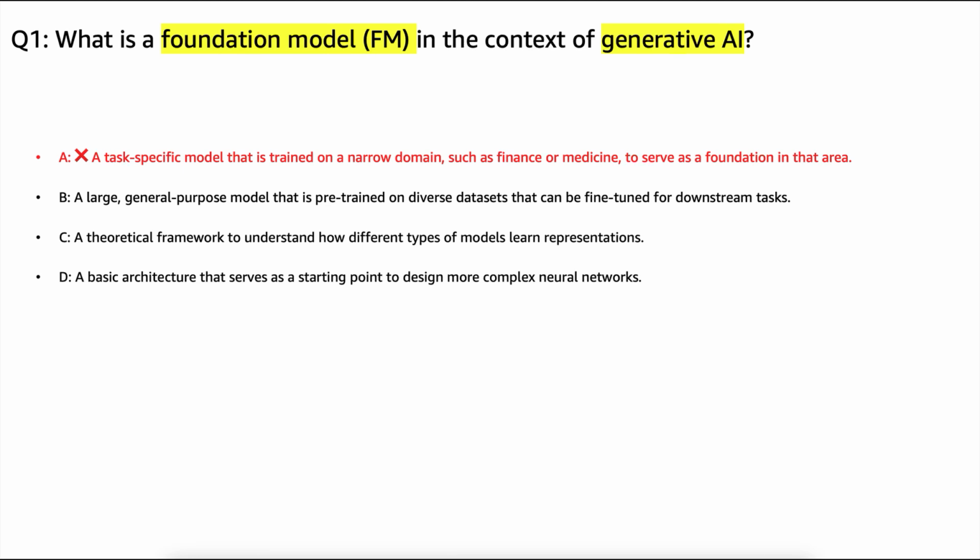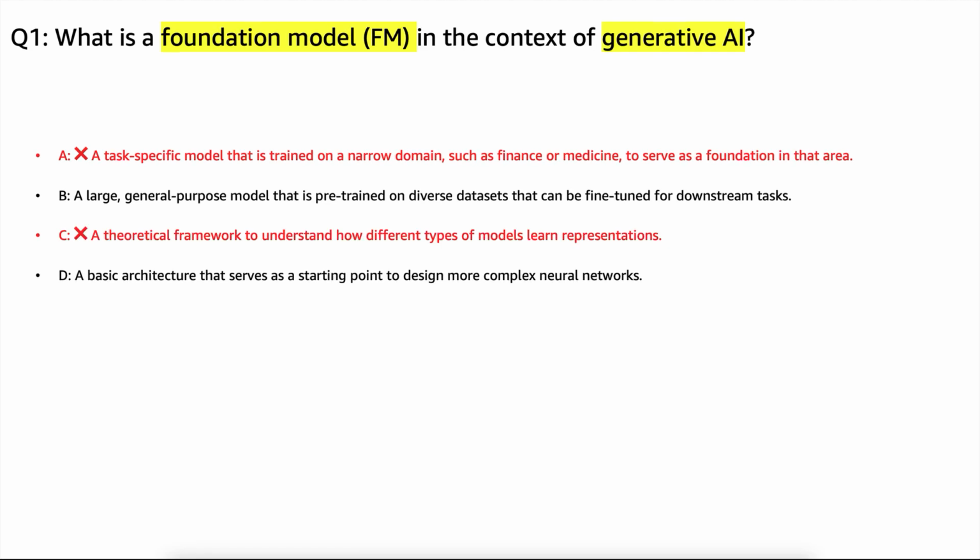Now let's continue our elimination process. Looking at option C, it describes foundation models as a theoretical framework for understanding model representations. This is also incorrect. FMs are large models that are pre-trained on a vast amount of data and that can perform several tasks. FMs can be fine-tuned for downstream tasks by using smaller datasets. FMs are not a theoretical framework. Foundation models are actual, concrete models, not theoretical frameworks.